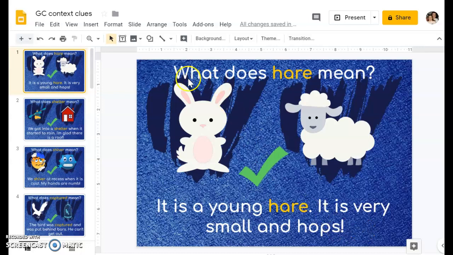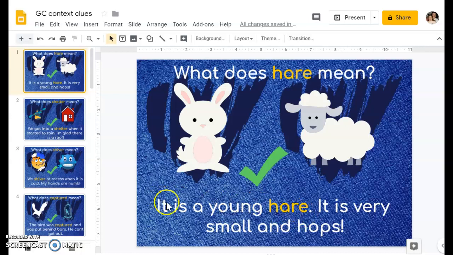So on the top of each screen you see a question. This question says, what does hare mean? Your vocabulary word that you're trying to figure out, the definition, is in yellow. It's right there. Down below the question you have two choices with a check mark that you're going to use. But the way you're going to figure out what hare means is down here in the sentences. You see that vocabulary word again here in yellow, so our word is hare.